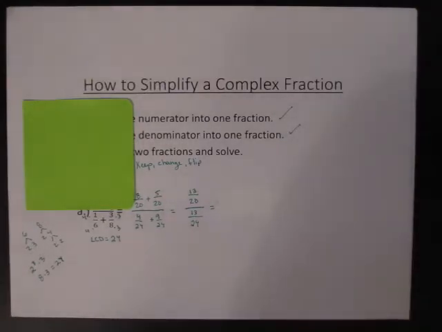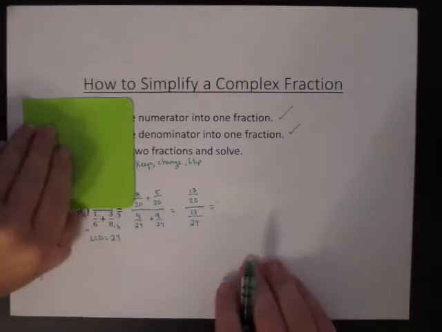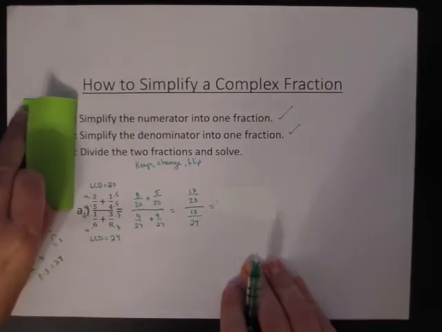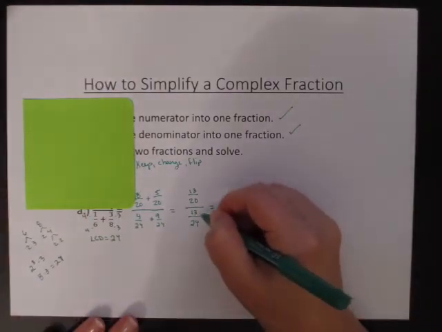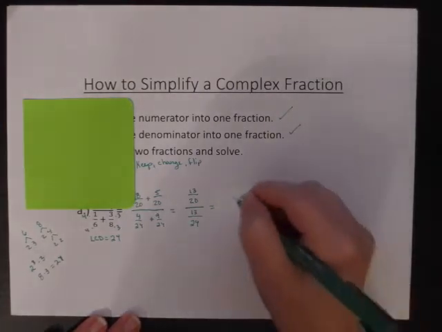Alright, so we've done step 1 and step 2, so now we have to do step 3, which is to divide the two fractions and solve. So we've got 13 over 20 over 13 over 24. So we're going to use the keep, change, flip.